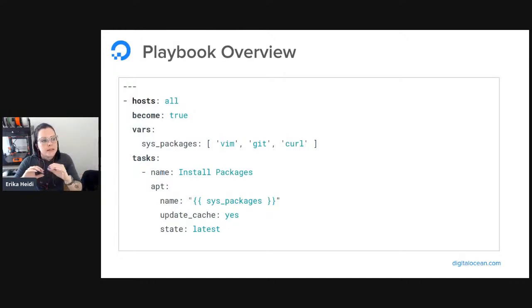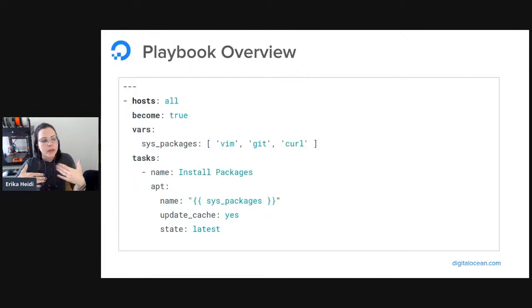We have vars. The vars section is for setting up variables, and we have the tasks section to define the actual tasks from the playbook. We define a variable called sys_packages, and this is actually an array. And we have a task. We set up a name for the task, install packages, which will show up in the output. And then we use the apt module to install the packages.